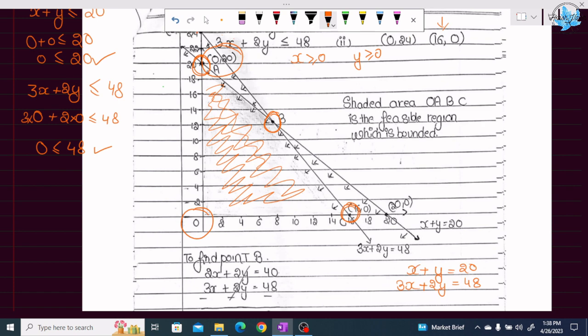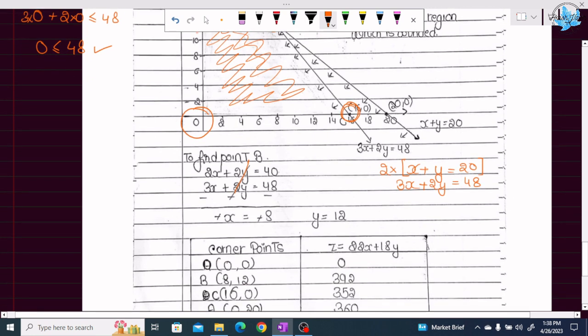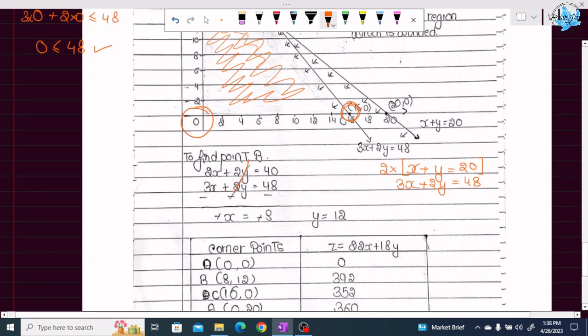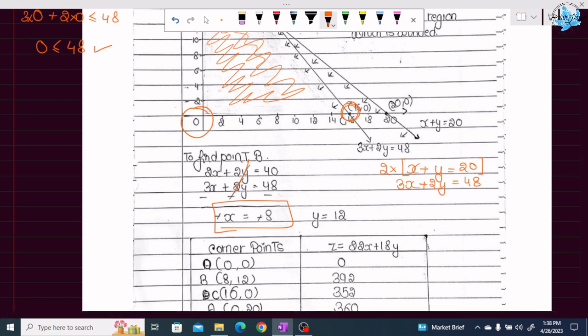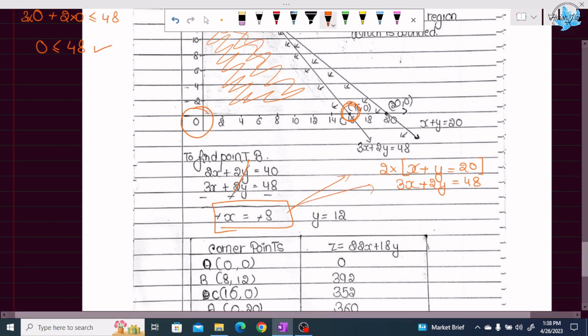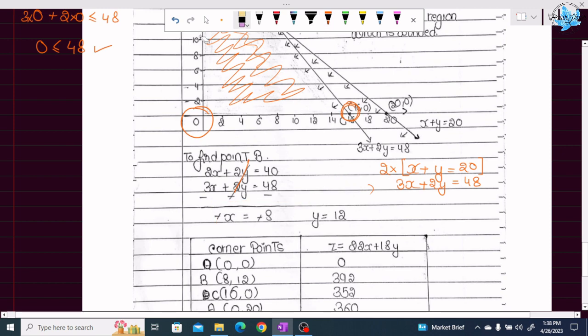Now you can solve these two equations to find the value of x by either the elimination or substitution method. I am applying the elimination method. I will multiply the first equation by 2 so that I can eliminate y. After eliminating y, I can find the value of x. Then I will get the value of x to be 8. Now after getting the value of x to be 8, put the value of x in either of the two equations, and you will get the y coordinate to be 12. Similarly you can find the B coordinate.